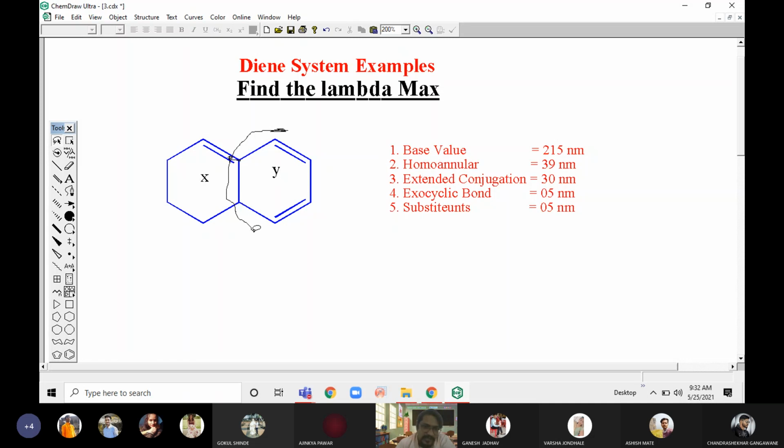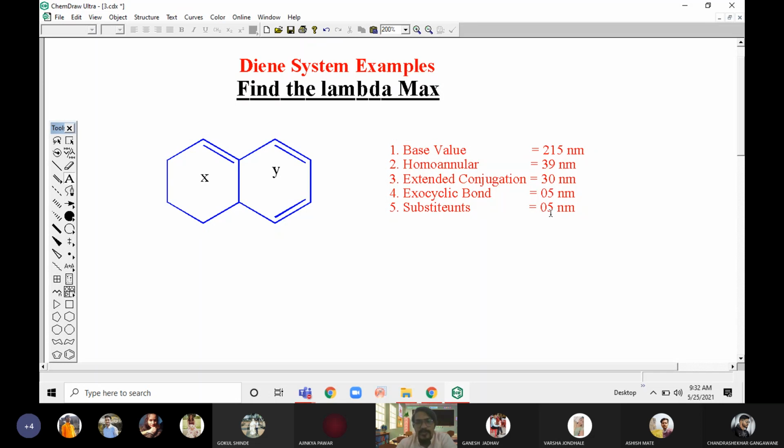There is no exocyclic at this position. Next there is none, and the last also has none. So how many exocyclic bonds are there? Only a single exocyclic bond. So I have to add 5 nanometer again.